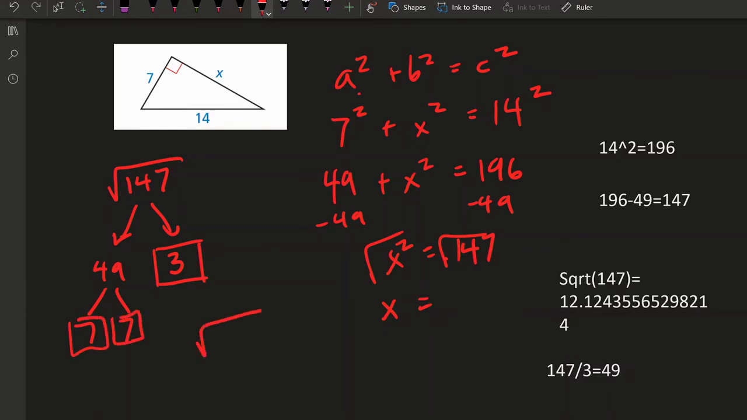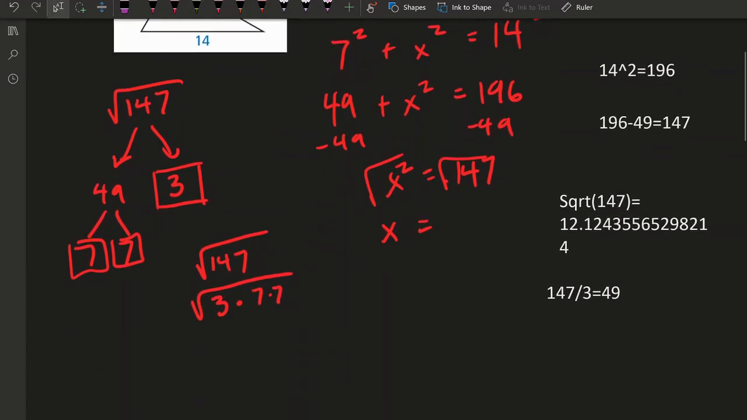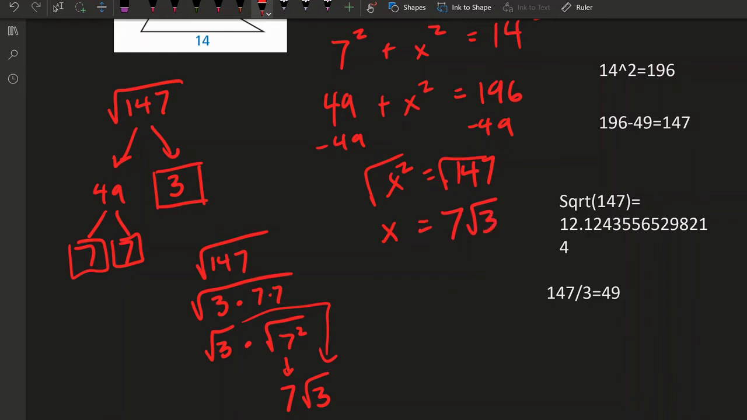So that means that the square root of 147 is the same thing as the square root of 3 times 7 times 7, or the square root of 3 times the square root of 7 squared. And the square root of 7 squared is 7. So I'm just going to move this over here. It would be 7 times the square root of 3. So I would say in this one, X is 7 square root of 3. Now, 7 square root of 3 is an irrational number. It is not an integer. So I would say that this is not a Pythagorean triple.